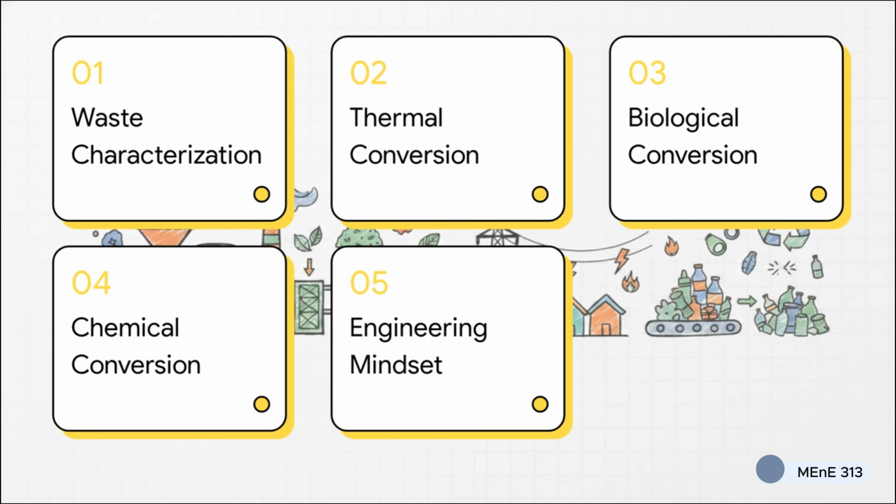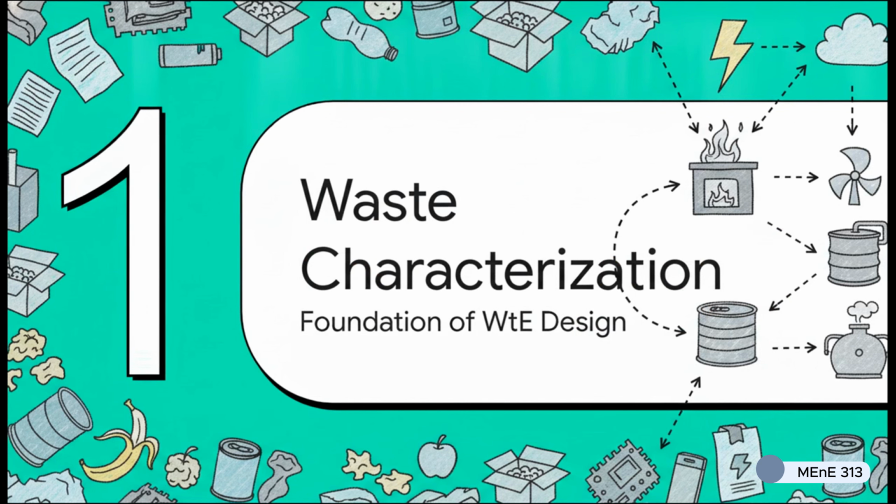Think of these as the distinct toolkits you're going to master. We start with waste characterization, then move into thermal conversion, explore biological conversion, analyze chemical conversion, and finally, we tie it all together with the engineering mindset. Starting things off with Section 1, Waste Characterization.